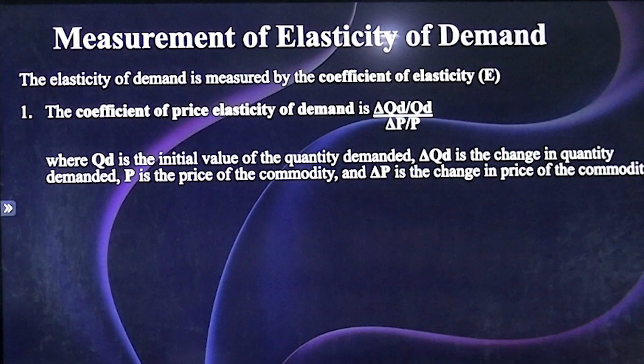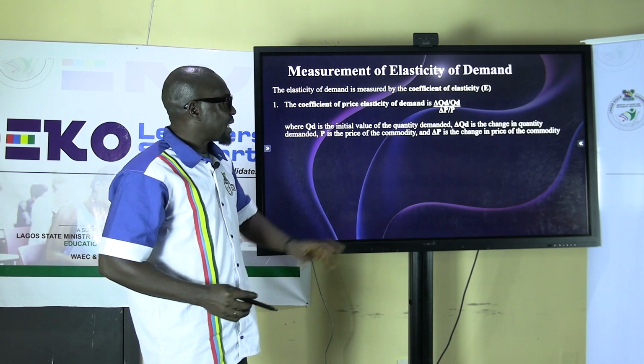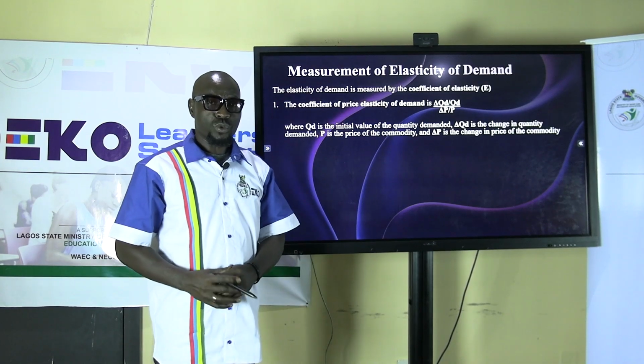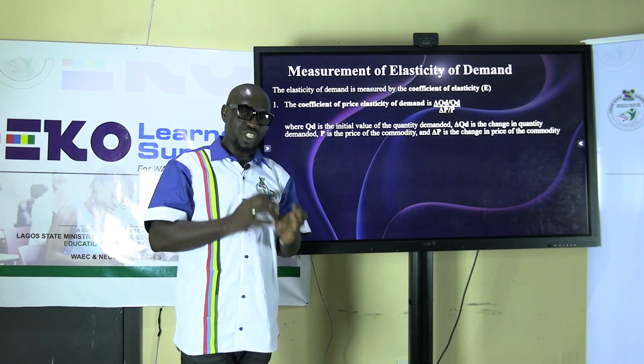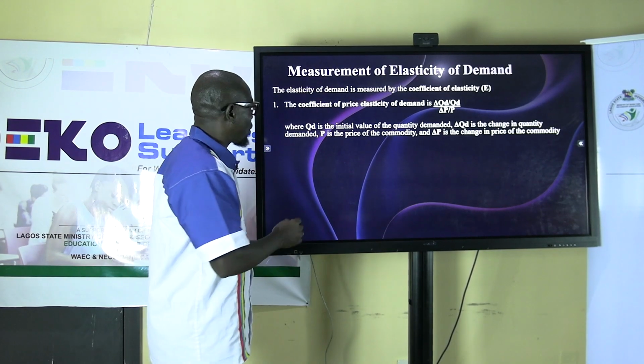And we say the QD in that formula is the initial value of the commodity demanded. That's the original quantity demanded. And the change in QD or delta QD is the change in quantity demanded, which is the difference between the original or initial quantity demanded and the new quantity demanded. And then price P is the price of the commodity, and delta P is the change in price, which again is the difference between the original or initial price of the commodity and the current or new price of the commodity.